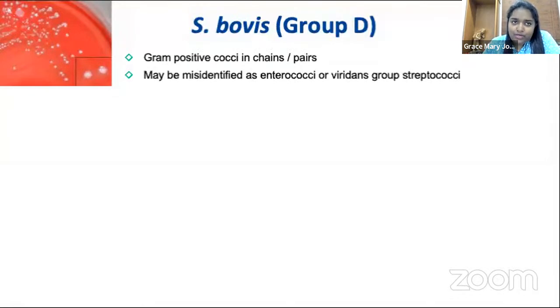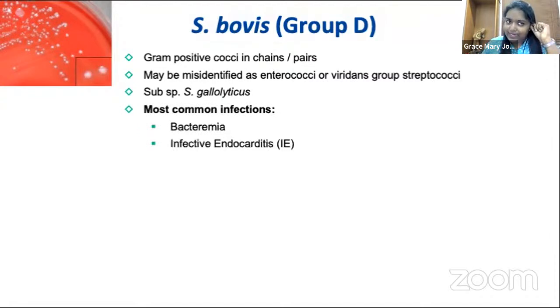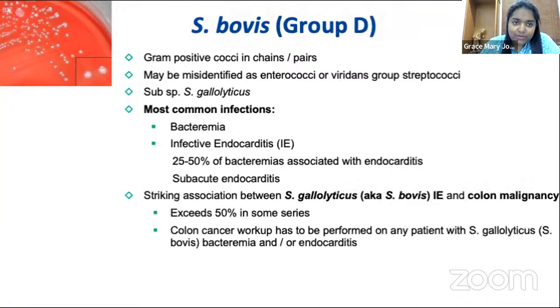One thing you need to know about this Streptococcus bovis. Sorry, that picture is wrong. That picture is of the agalactiae. It is not bovis. The subtype is known as gallolyticus. The most common infections bovis can cause are again infective endocarditis and bacteremia. And what is the one organism that I told you can cause subacute endocarditis? It is Viridans group Streptococci. So this mimics Viridans group Streptococci and therefore can be misidentified as group D enterococci or Viridans group Streptococci.